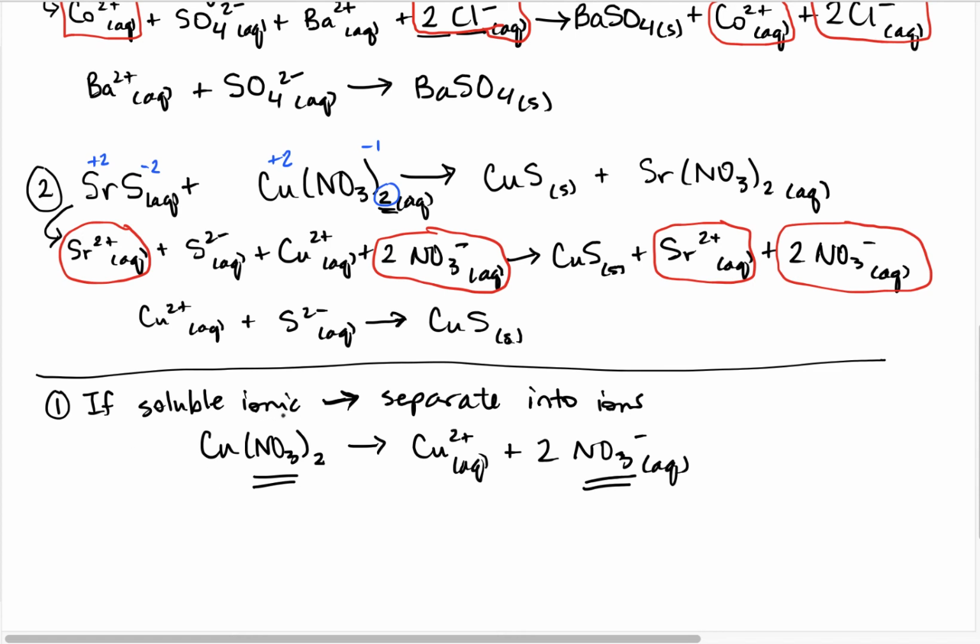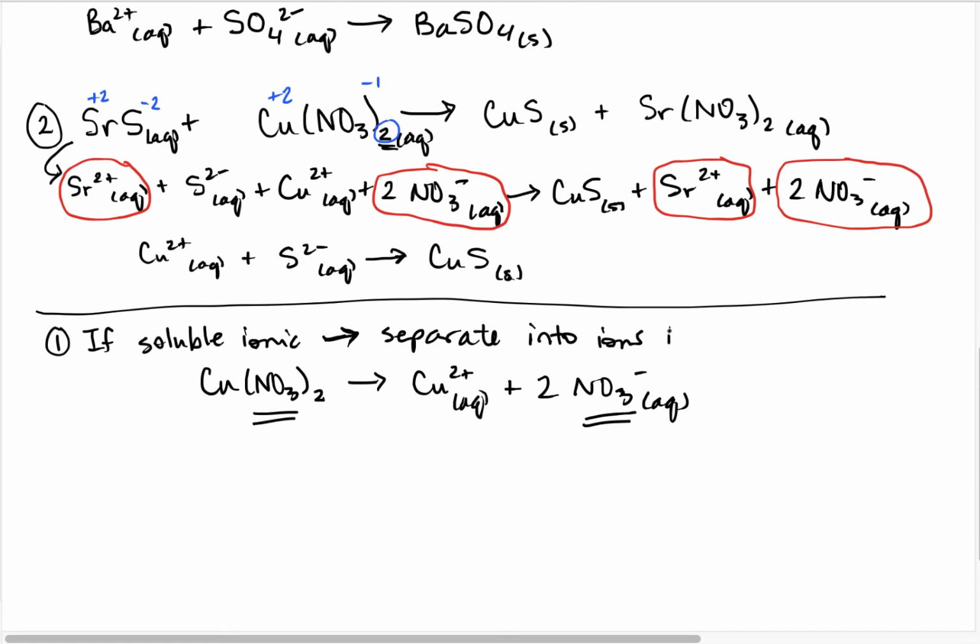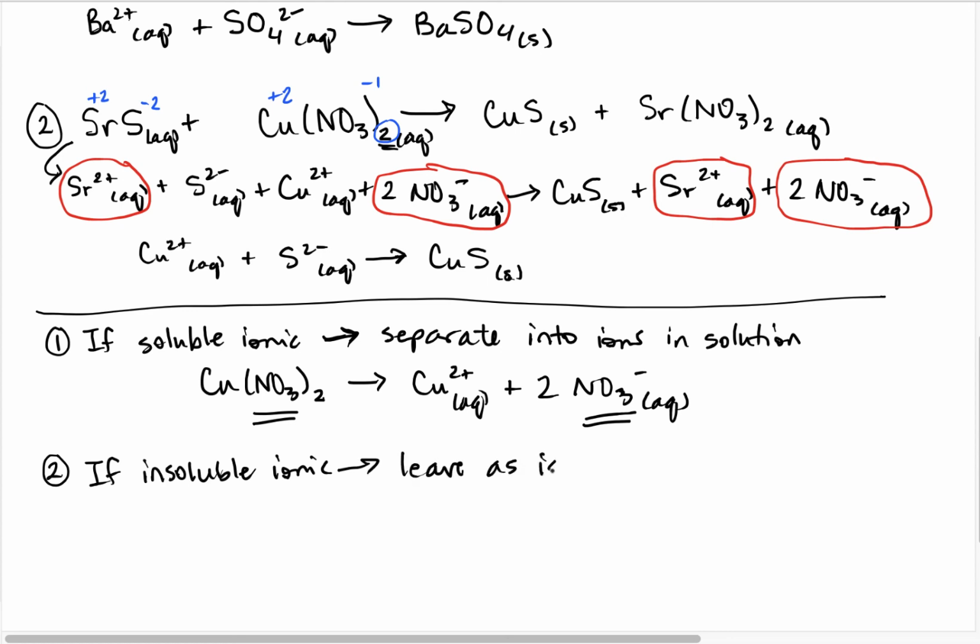So if we have soluble ionic compounds, then they separate into ions in solution. If they are insoluble ionic, then we just leave them as is. And if they are molecular, like maybe you have a reaction that has some hydrogen gas or something in it, we also leave those as they are.